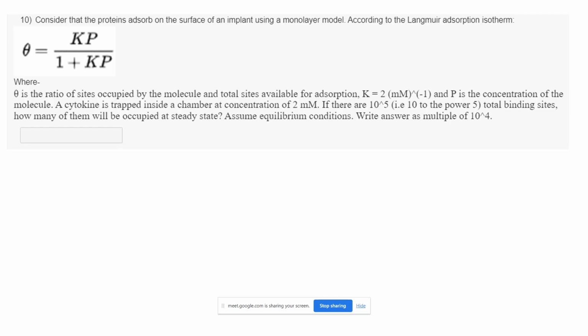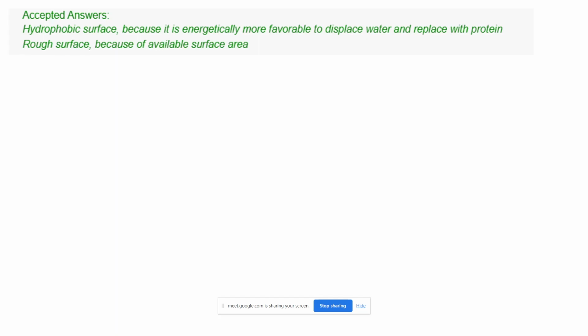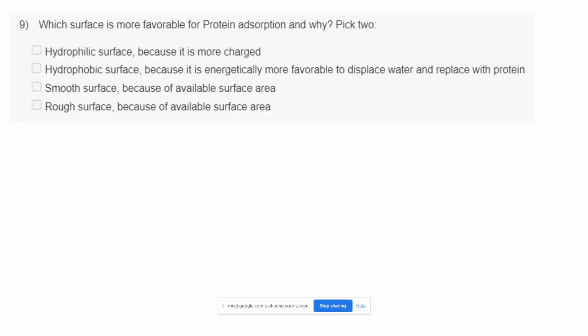Ma'am, could you please repeat the answer of question number 9? My internet got disconnected. Question number 9 was: which surface is more favorable for protein adsorption and why? The correct answers are hydrophobic surface because it is energetically more favorable to displace water and replace with protein, and rough surface because of available surface area. Because the surface is hydrophobic, it already repels water, so it is easier for protein to replace this water and get attached to the surface.